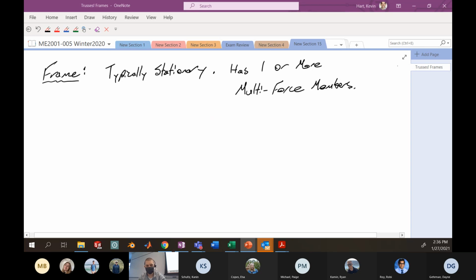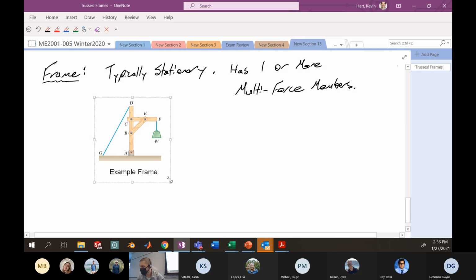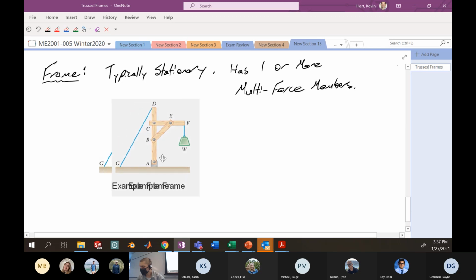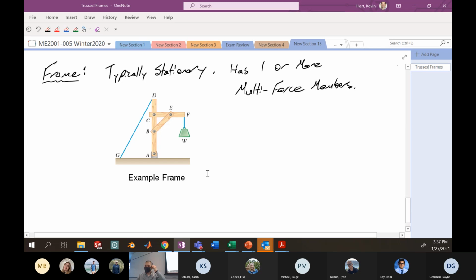number 1. Here's an example frame. Okay, so this differentiates from a truss because there is a member on this particular frame that has multiple forces running through it, and that would be this member here, ABCD. Okay, so we've got a number of reaction forces down here at A, some reactions at B, some reactions at C, and a tension here at D. So it's obvious that that member ABCD has multiple forces acting on it.